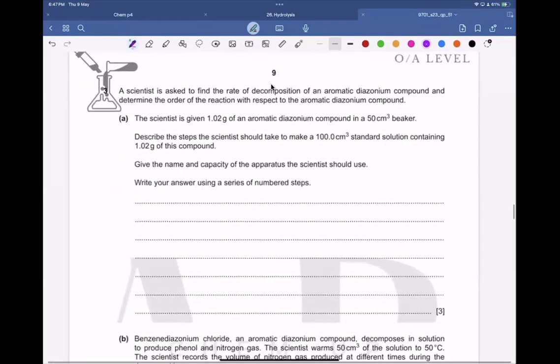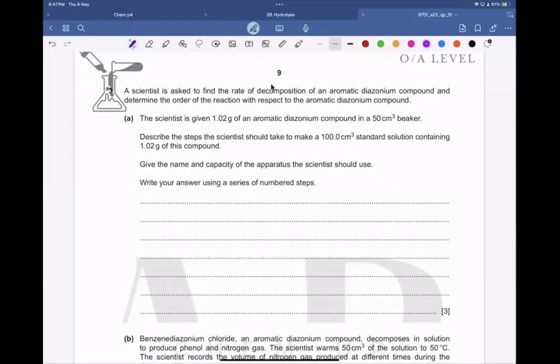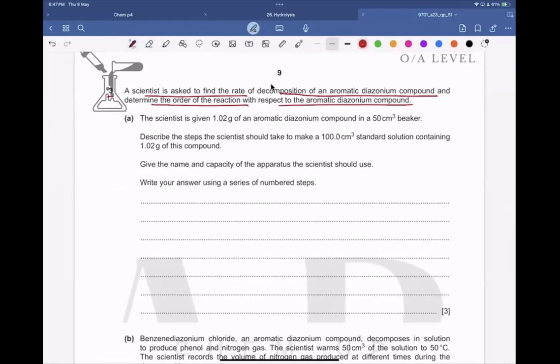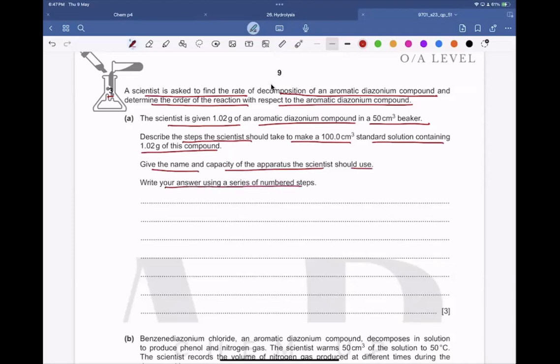This paper has 3 questions. Now question number 3. A scientist is asked to find the rate of decomposition of an aromatic diazonium compound and determine the order of a reaction with respect to the aromatic diazonium compound. The scientist is given 1.02 gram of an organic diazonium compound in a 50 centimeter cube beaker. Describe the steps the scientist should take to make 100 centimeter cube of standard solution containing 1.02 gram of this compound. Give the name and the capacity of the apparatus the scientist should use. Write your answer as a series of steps.